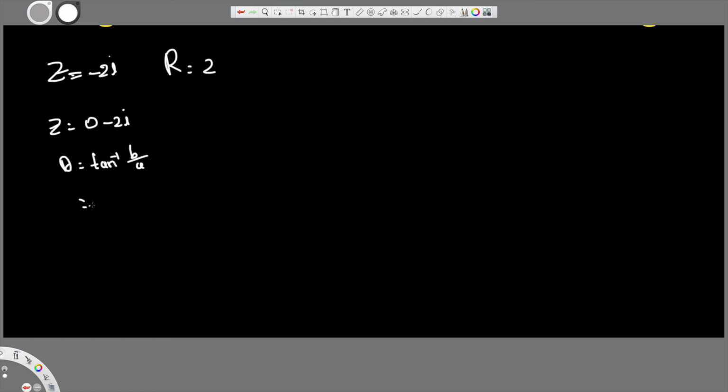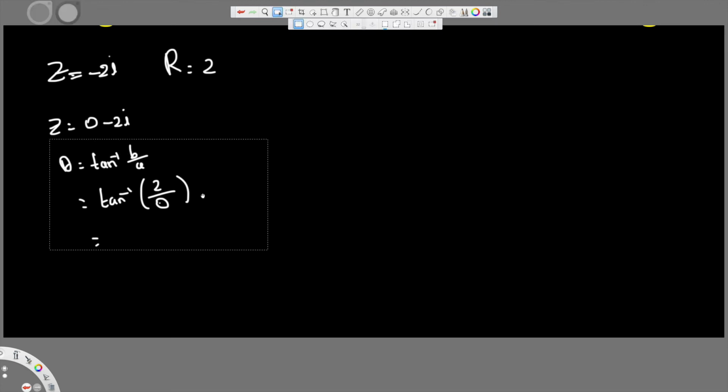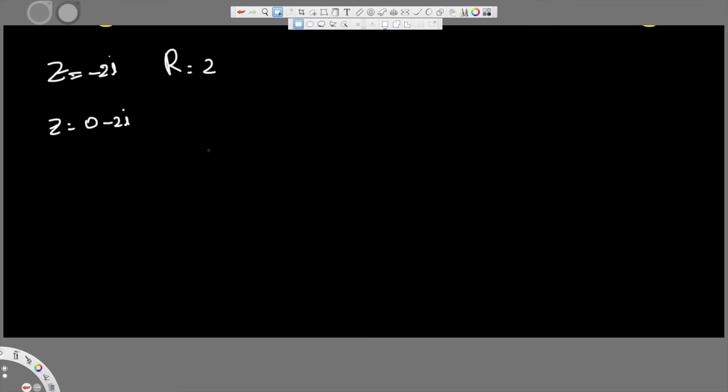In our case, b is 2. So tan inverse, this is negative 2, but we neglect the negative, over 0. 2 over 0 is going to be 0 again, but we don't even have to do this. Whenever you see one number, don't even try this. That's my preference. Whenever you see one number, you can easily find it using the graph.